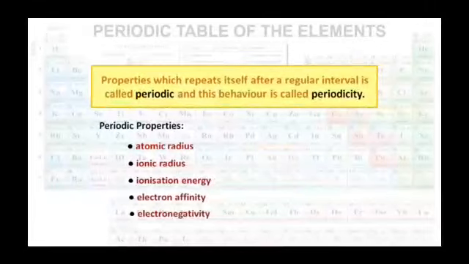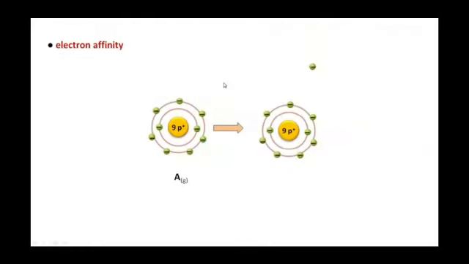Now let's learn about the next property, electron affinity. Electron affinity is just opposite to ionization energy. For example, let's take a neutral element in the gaseous state. In this element, we have 9 protons and 9 electrons. And now we are going to add one electron. And what is ionization energy? The energy required to remove an electron.